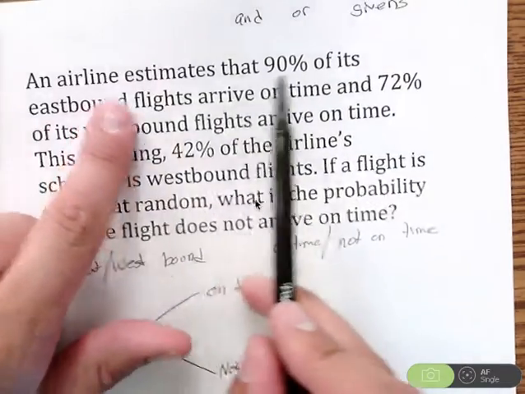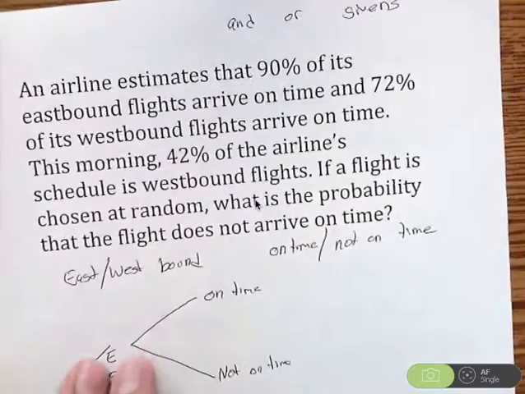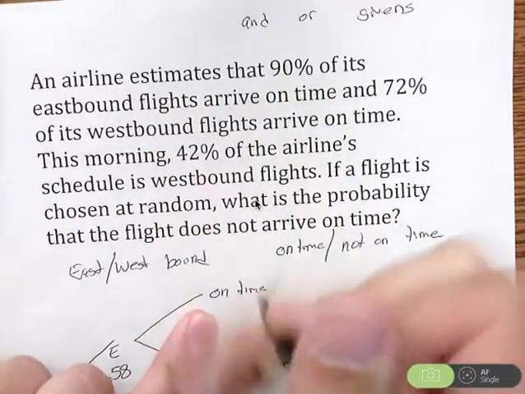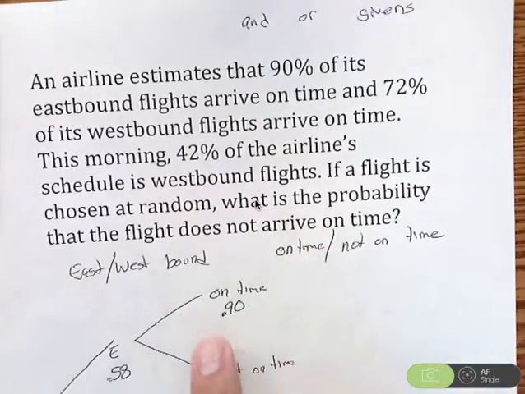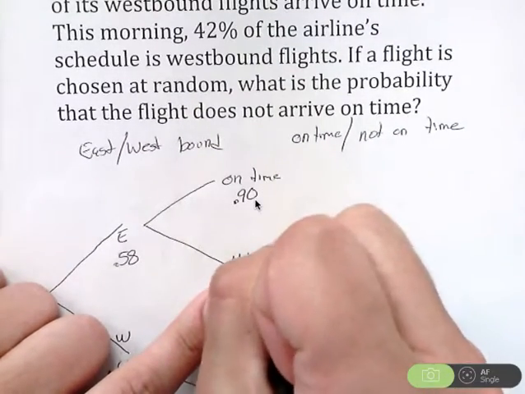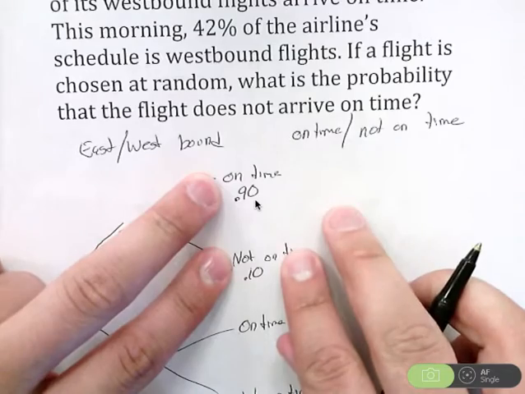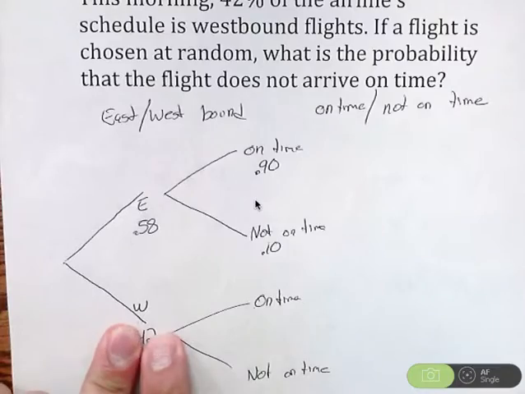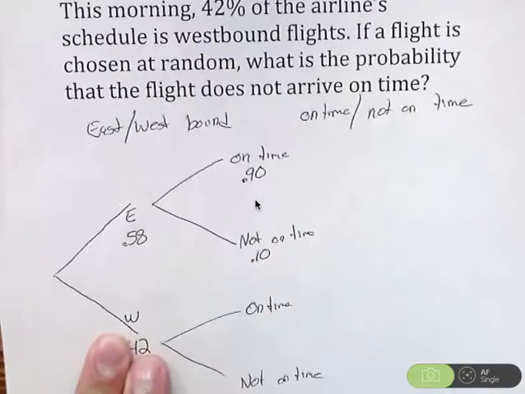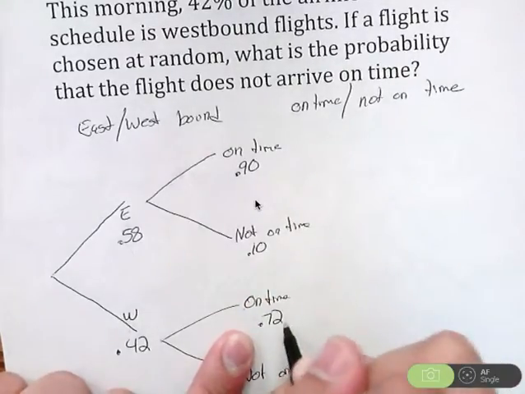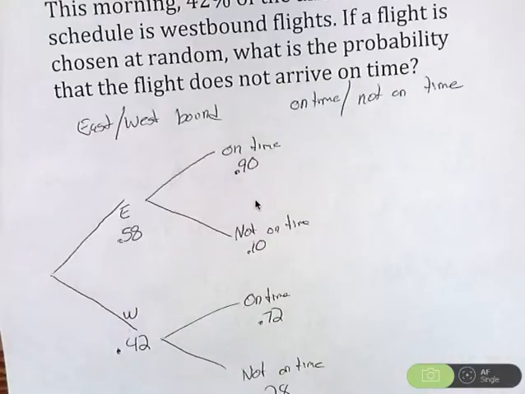It says up here, 90% of its eastbound flights, so we're up here, eastbound flights on time. So eastbound on time, they said 90%. If 90% are on time, then what percentage are not on time? That would be 0.10. So that adds up to 1. Those two branches add up to 1. Keep reading. 72% of its westbound flights, so we're down here, arrive on time. So westbound on time, 0.72. 72% on time means 0.28 not on time. So we have our entire tree put together.